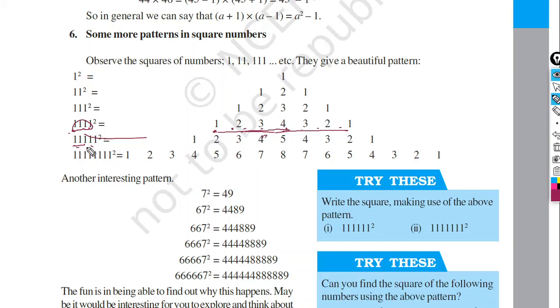Then 11111 square equals 123454321. Very nice patterns are there. Okay. So this is another pattern.